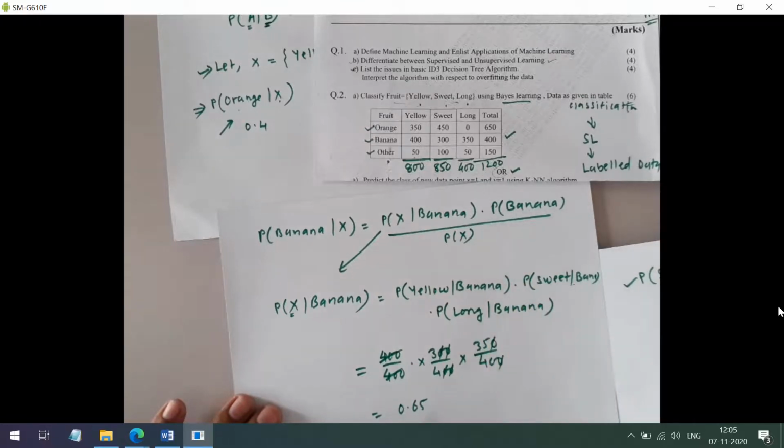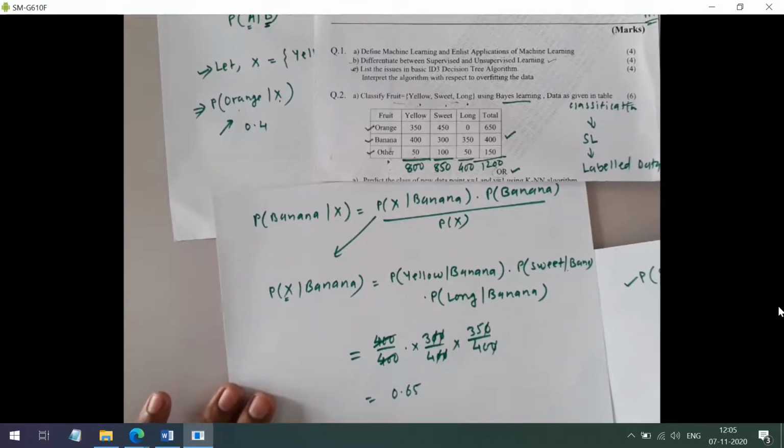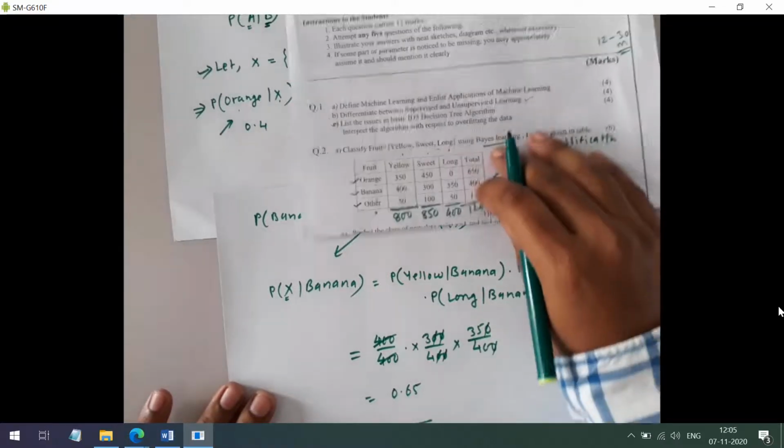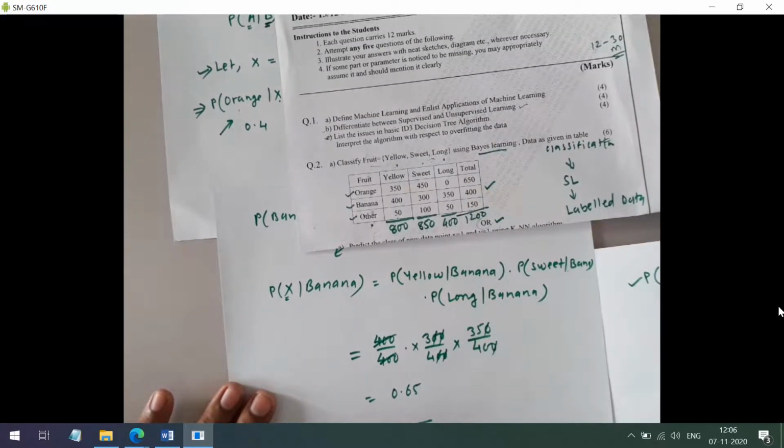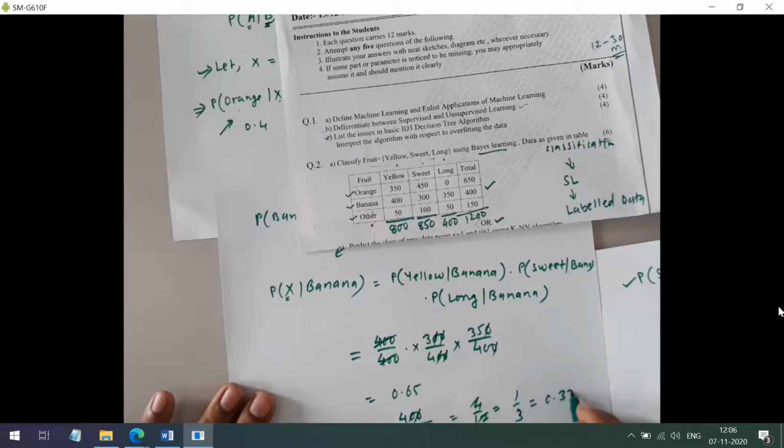Now probability of banana. Probability of banana is what? How many total fruits are there? 1200. And out of that, how many bananas are there? 400. So it is 4 by 12, so 1 by 3, that is 0.33.